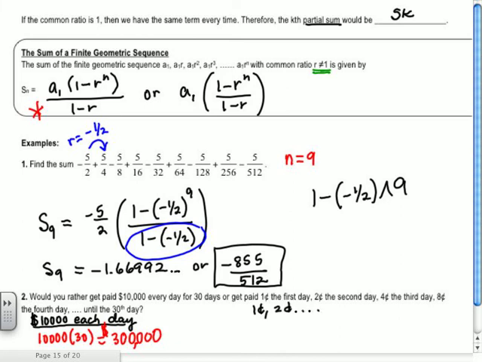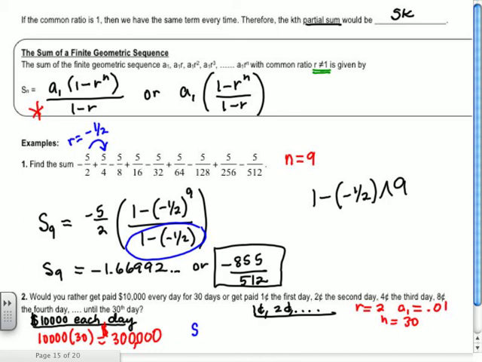All right, let's try the second one, 1 cent, 2 cent. This is the sum of a finite geometric sequence, so we're going to use our formula. What's your common ratio? R is 2. What's A1? We're going to do it in dollars, so A1 is 0.01. What's N? 30, because 30 days. So 30 things you're adding up.